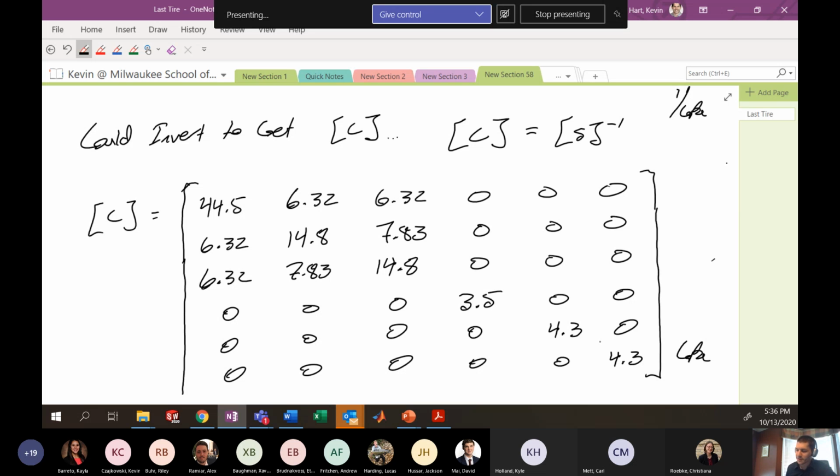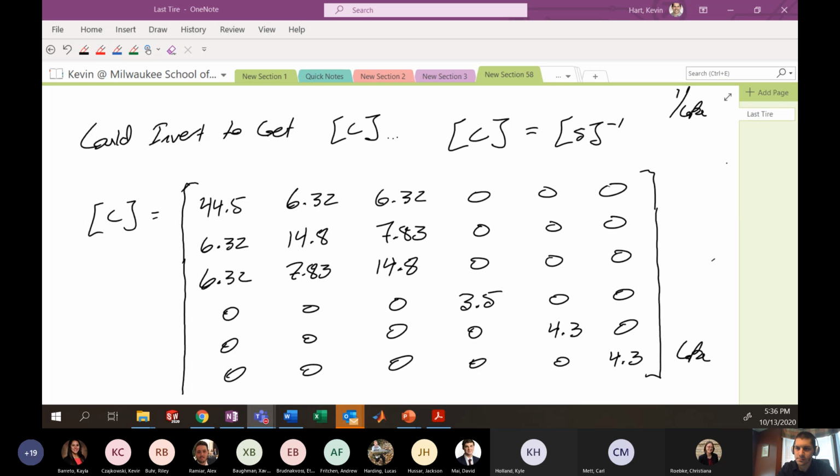Okay. So this is how you might populate S, the compliance matrix, and C, the stiffness matrix, using material properties of, let's say, a unidirectional composite that you might have at the ready. Okay, let's move on.